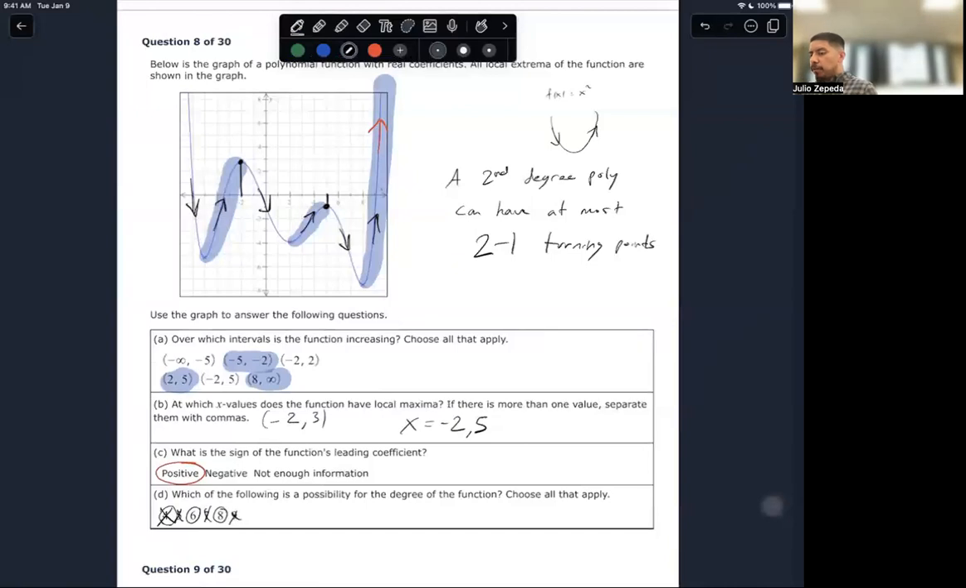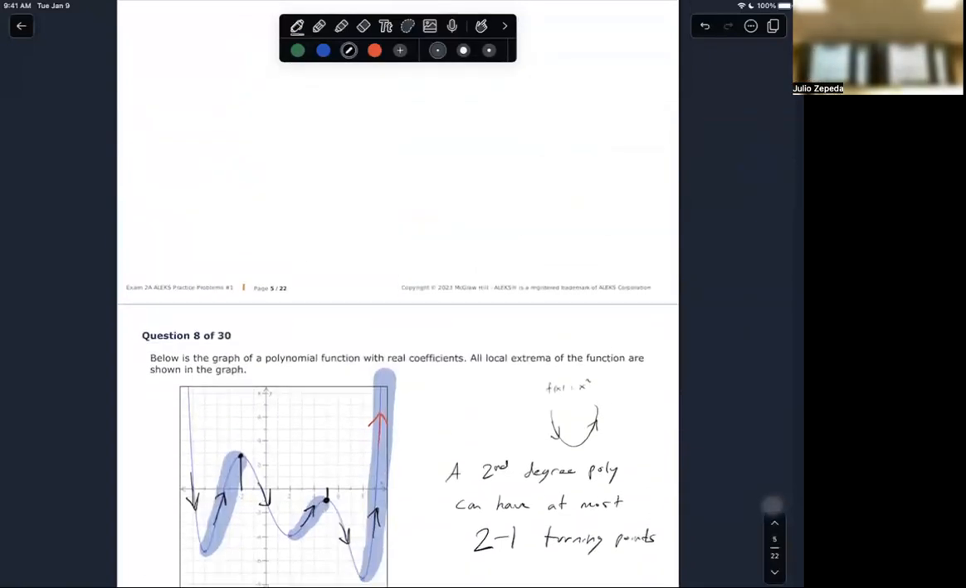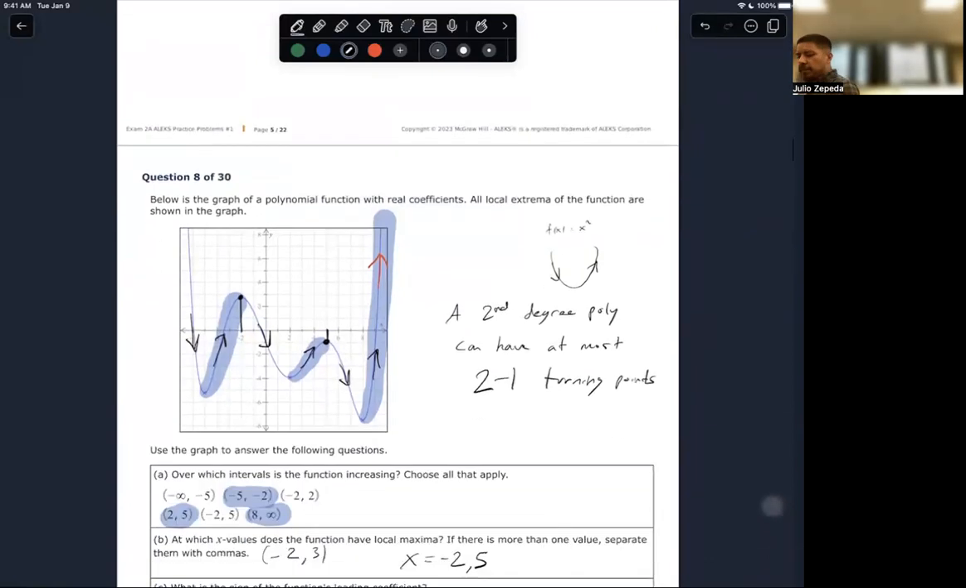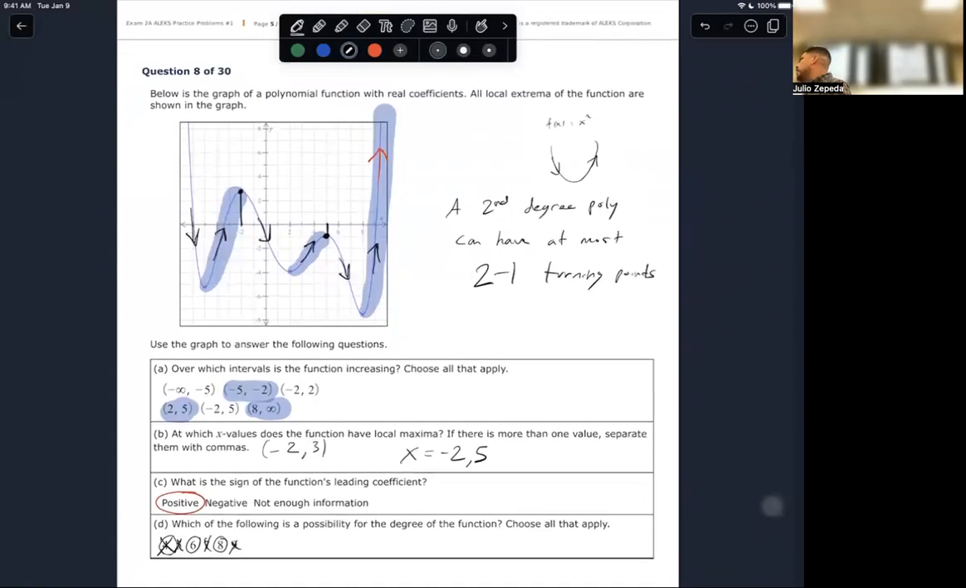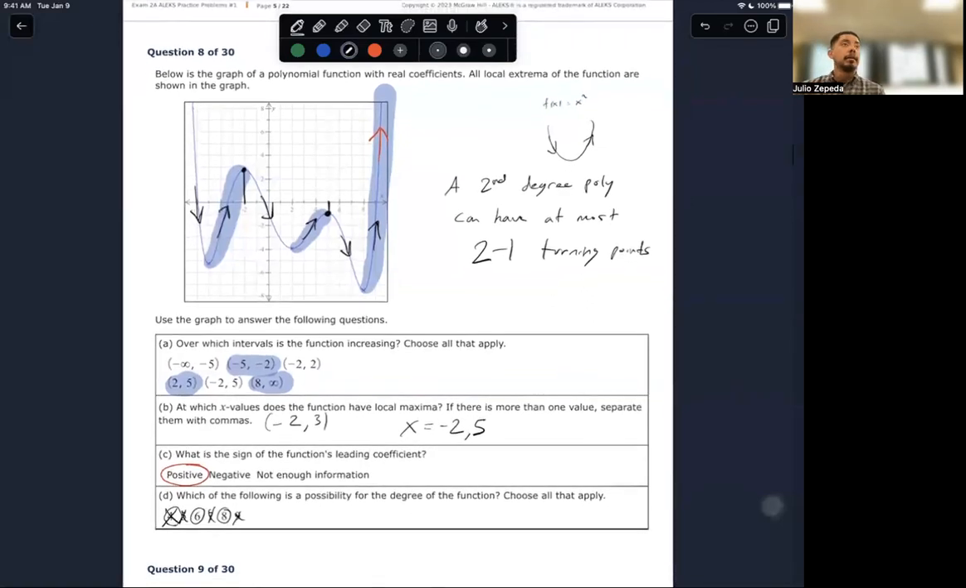But if we look at it, it turns around once, twice, 3 times, 4 times, 5 times. The turning points are each of these maximums or minimums. And since it turns around 5 times, a 4th degree polynomial can have at most 3 turning points, which means this cannot be a 4th degree. Yeah. Okay, does that satisfy? Okay, cool.